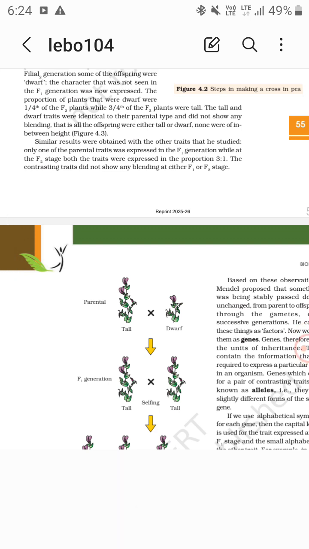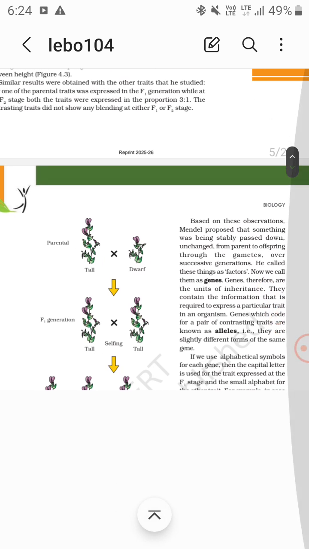The similar results were obtained with the other traits that he studied. Only one of the parental traits was expressed in the F1 generation, while at the F2 both the traits were expressed in the proportion 3:1. The contrasting traits did not show any blending at either the F1 or F2 stage.